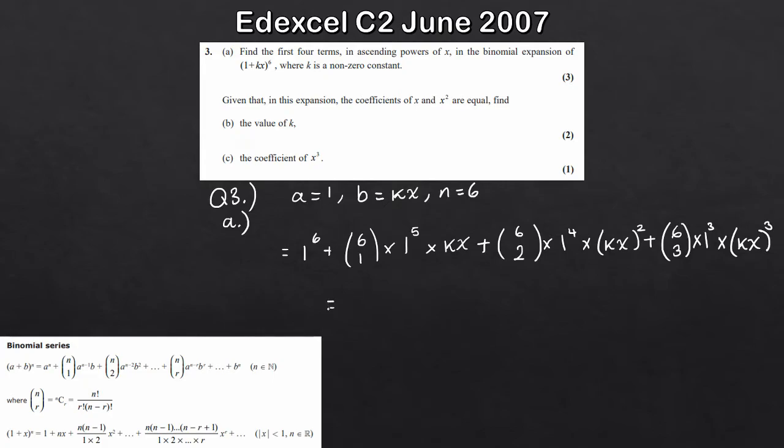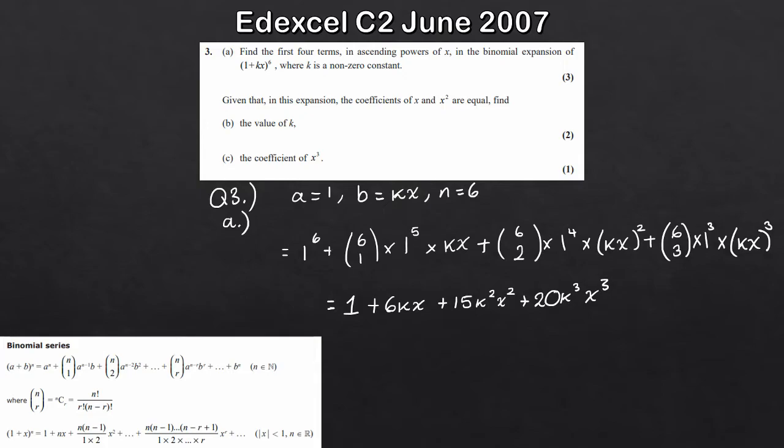Okay, so plugging everything in here now. 1 to the 6 is just 1. 6 choose 1 is 6, times by 1 is 1, and then we times it by kx. So what I get there is 6kx. We've got 6 choose 2. Again, just do these on your calculator. Times by 1 to the 4 times it by kx all squared. So in that case, what I get is 15k squared x squared. Okay, so that's that part. And then finally, if we do the x cubed term, that's going to be 20k cubed x cubed. Okay, so that's my full expansion there for the first 4 terms.